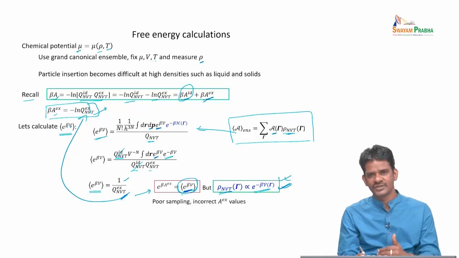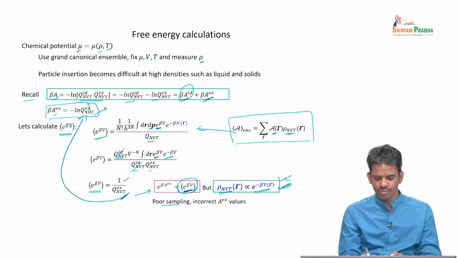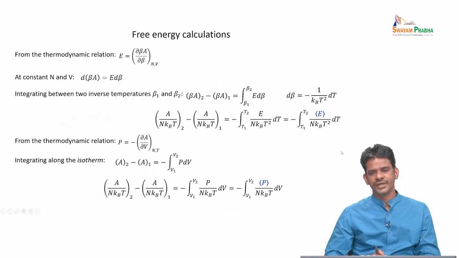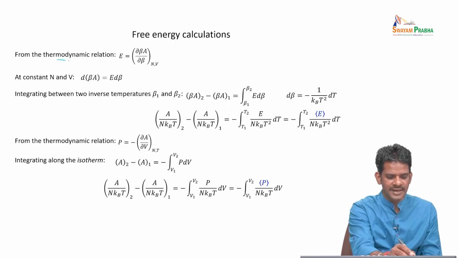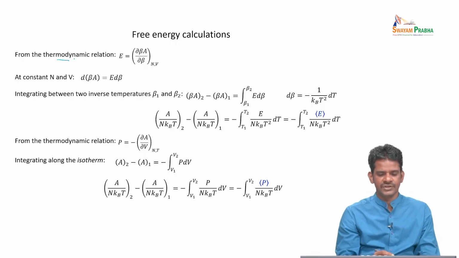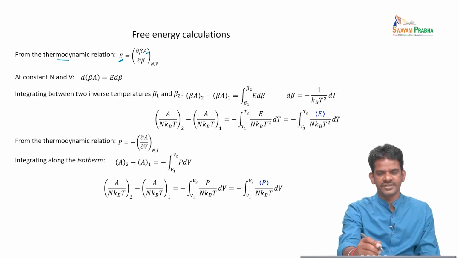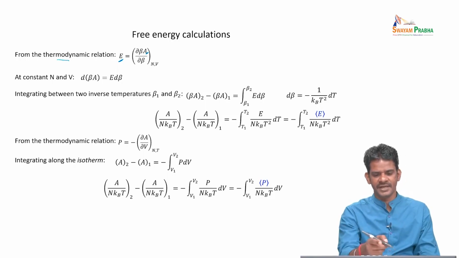So, this will lead to a poor sampling problem. You will always underestimate the value of this ensemble average, thereby you will be underestimating your free energies also. So, this will lead to poor sampling and incorrect excess free energy values. So, we do not take this as a possible approach. What other approaches can we use which are reliable? To do that, we go to classical thermodynamic relations, which relate the energy in the system to the Helmholtz free energy via this expression. You can easily derive this.